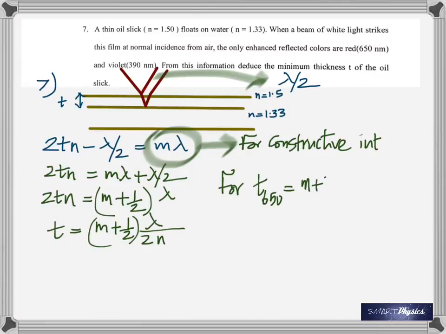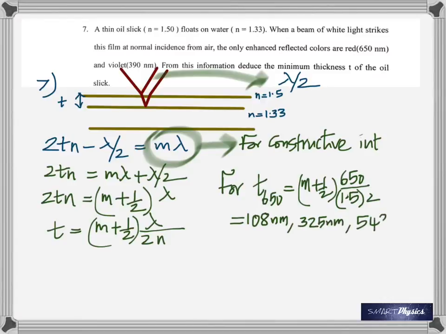If you substitute lambda as 650, you will get the thickness as 108. How do I get 3 values? Because I'm giving m values 1, 2, and 3. When you give it 1, you get this. When you give it 2, that's the value. When you give it 3, that's what you get, all right?